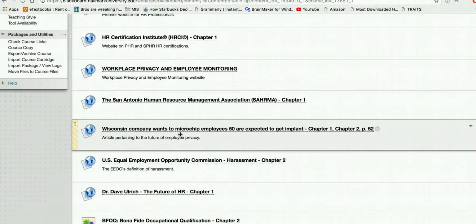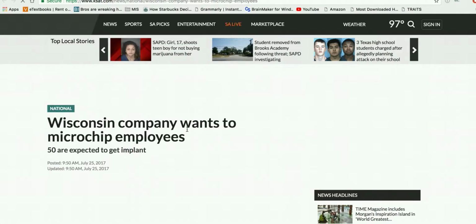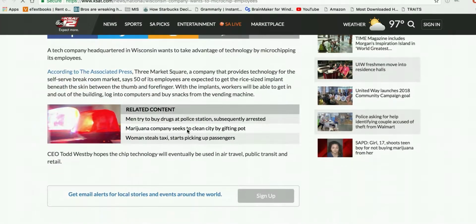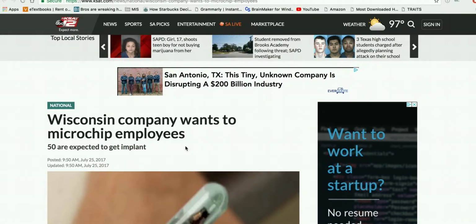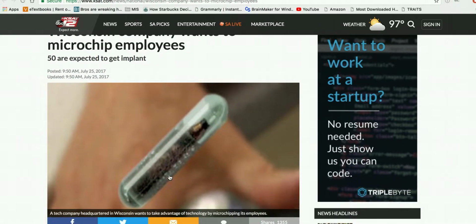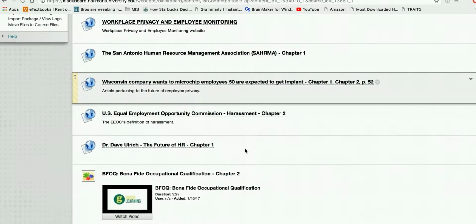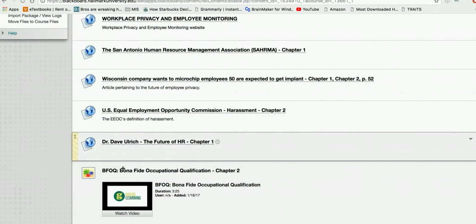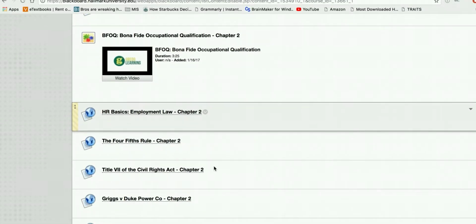And for instance, this article right here is very good. I think this one does not have the video, but if you Google this Wisconsin company, it'll show you how this company is starting to use implants under the employee skin, which is kind of creepy, but good additional information. It talked about the future of HR and what a BFOQ, bona fide occupational qualification, is.